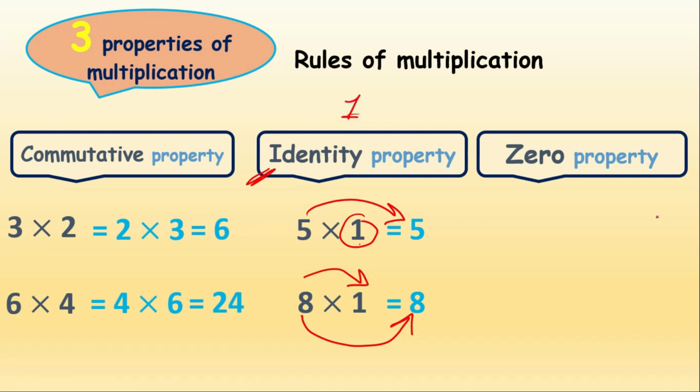Okay, next property: the zero property. That means multiplying any number by 0 gets 0. For example, 9 times 0 equals what? Equals 0. Also 7 times 0 equals 0. So the zero property refers to multiplying by 0 gets 0.